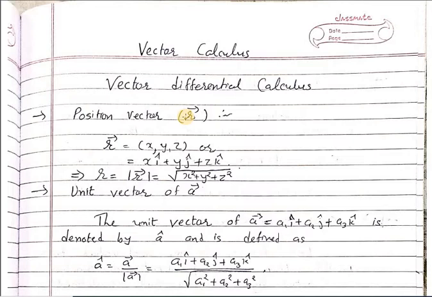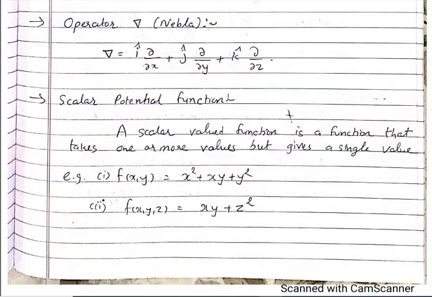The position vector of any point in three-dimensional space is given by r bar equal to (x, y, z), or by xi plus yj plus zk, where r equal to mod of r bar is equal to under root of x square plus y square plus z square. That is the modulus value of r.